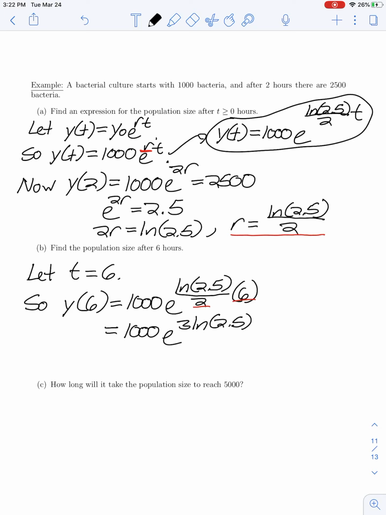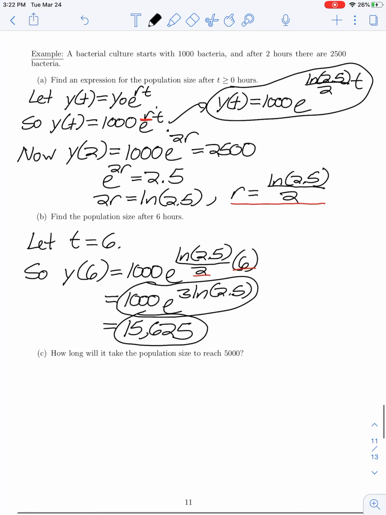Now, again, without the use of a calculator, it might be a little tricky to evaluate this expression. In this example, this quantity works out to 15,625. Or if we didn't have the use of a calculator, we would have to leave our answer in terms of this exponential form.